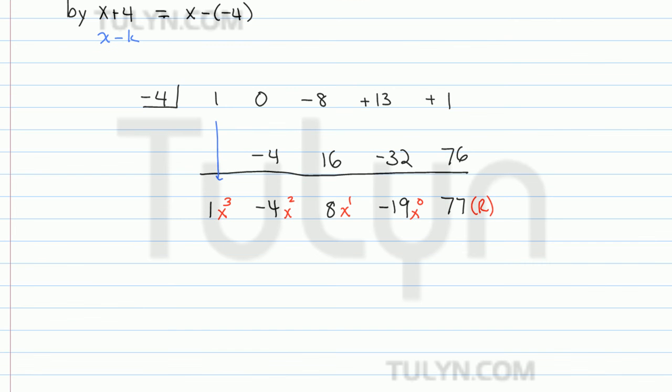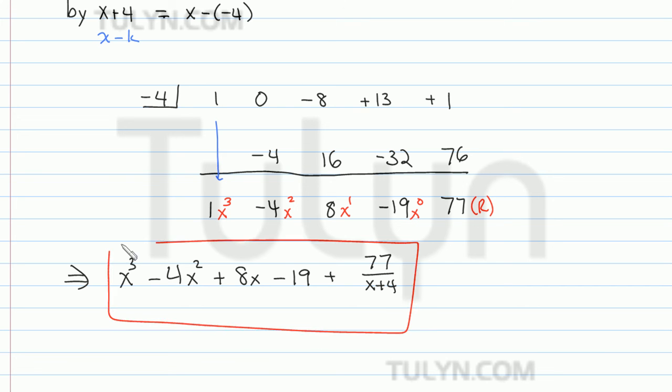So when we write out our answer, we get x cubed minus 4x squared plus 8x minus 19, times x to the 0 power, which is just 1. And then our remainder is going to be the remainder term here over the divisor. And the divisor was originally x plus 4. So this is the final result.